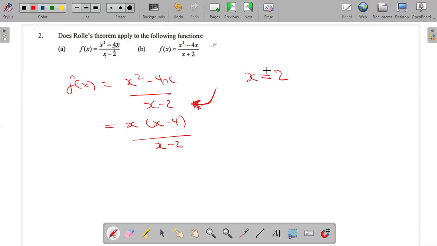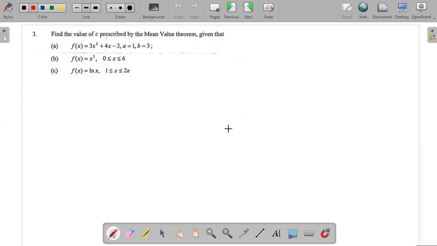So we can't have x equal to 2. What does this simply mean for us? This means that we cannot apply Rolle's theorem on this. It's not continuous everywhere, so it just fails on that. Next, you look at this one. Also, it's not continuous at negative 2. So that also is going to fail. Rolle's theorem can't apply on that one.